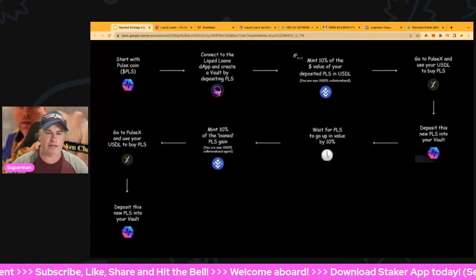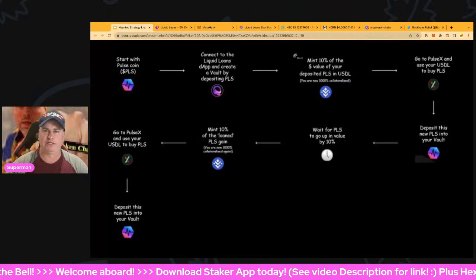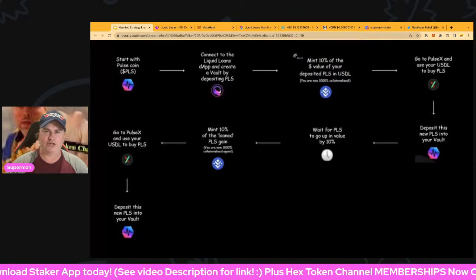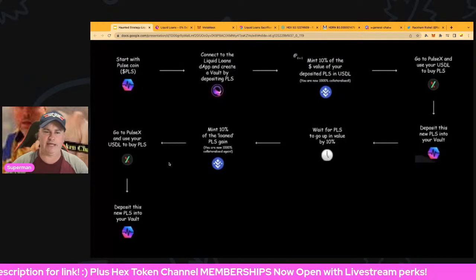And, of course, we're going to be able to deposit this new PLS into your vault again. So we're going to be able to put more Pulse back into our vault. And our Pulse in our vault is just increasing all the time. The price has gone up and we're getting more value. We are winning. We're winning fast and getting big X returns.